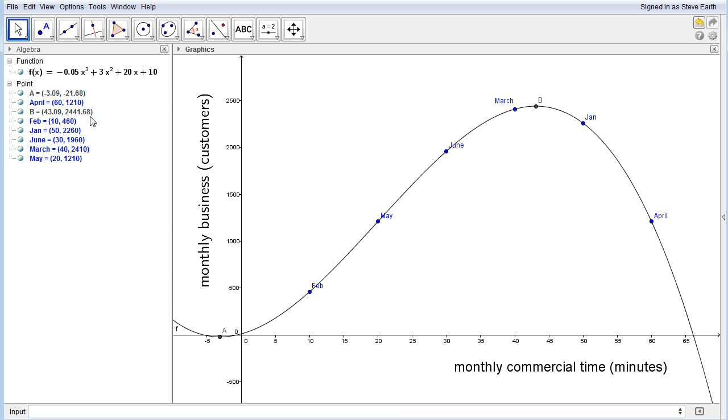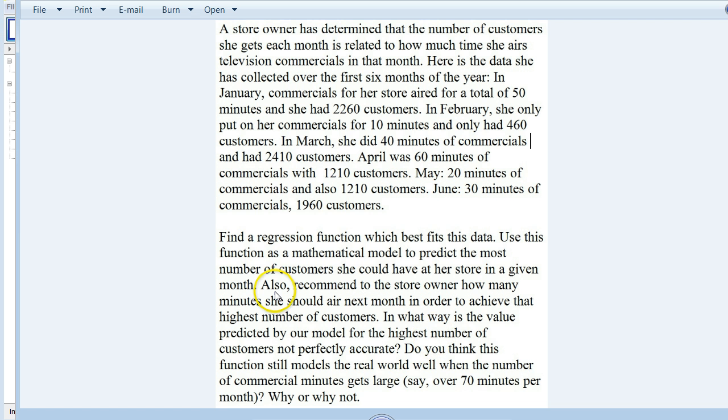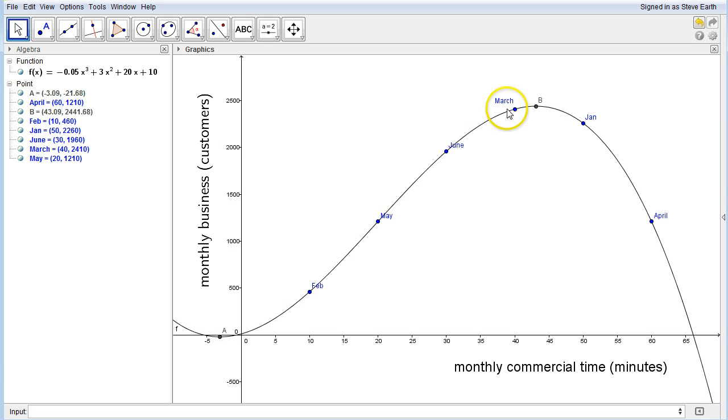Now, how do you have 0.68 customers? You know, does that mean they stick their arm and leg in the store, but not their head? I mean, what exactly does that mean? Well, if you go back to the original question, right after it asked us how much commercial time we should air, which was the 43 minutes and 5 seconds, it says, in what way is the value predicted by our model for the highest number of customers not perfectly accurate? Well, it's not perfectly accurate because in an actual graph, it's not just integers. You're getting fractions, right? This graph is a nice, smooth curve.